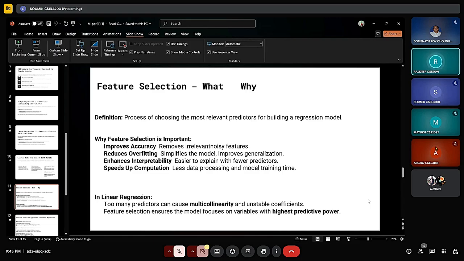There are three main approaches to this: filter methods, wrapper methods, and embedded methods. We see that feature selection is essential for building models that are both accurate and efficient. Thank you. Next.